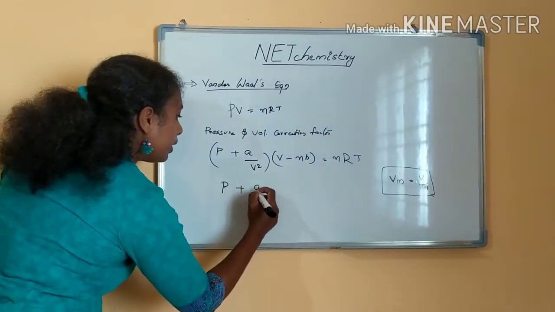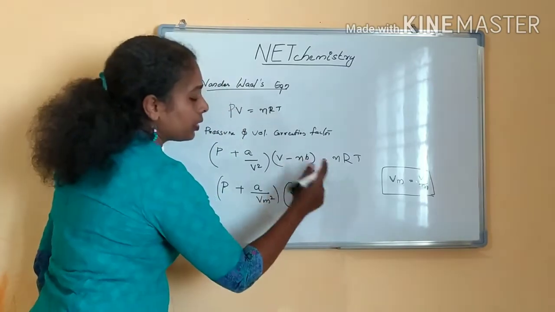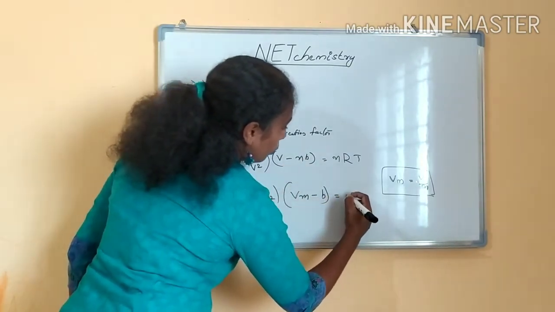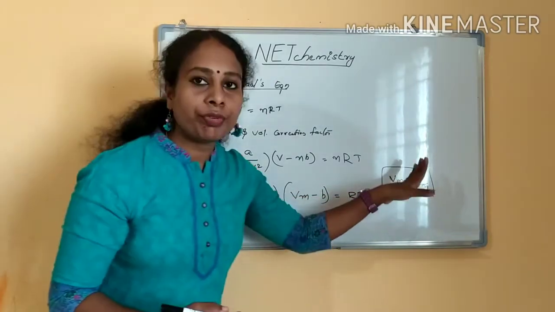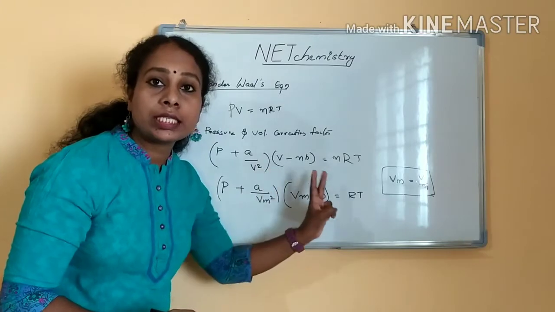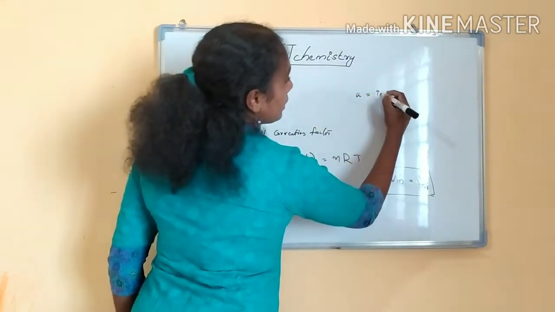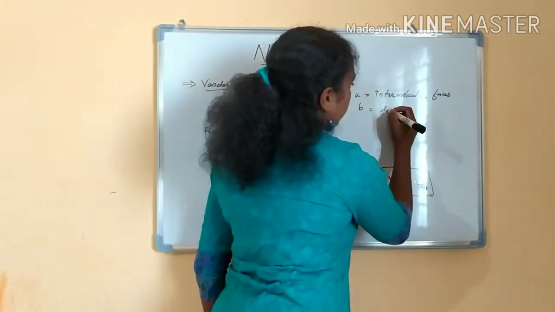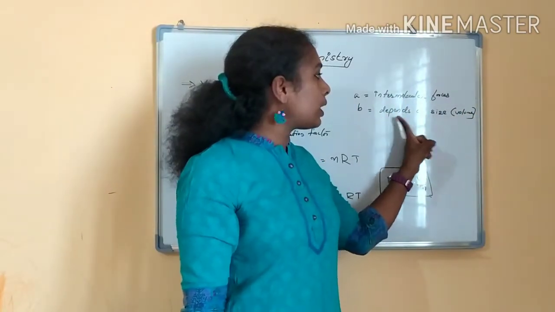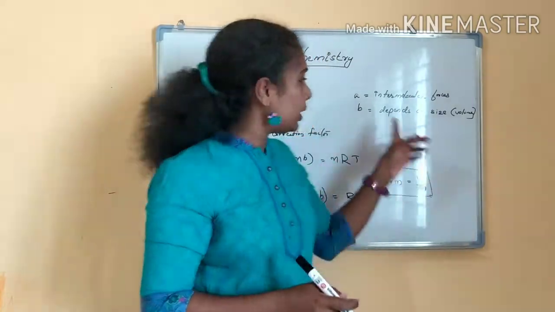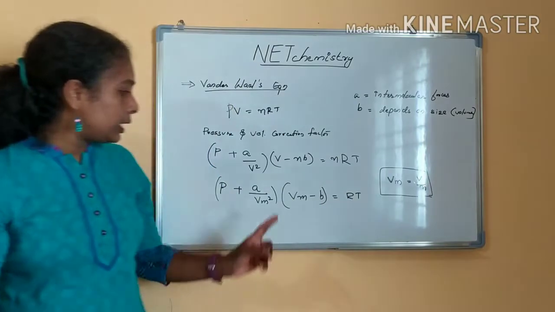So (P + a/Vm²)(Vm - b) = RT. You got this equation now, where Vm = V/n. What are a and b? They are constants we have taken. a is the intermolecular forces, and b depends on the size, on the volume of the molecules. So this is what your equation will become: (P + a/Vm²)(Vm - b) = RT.